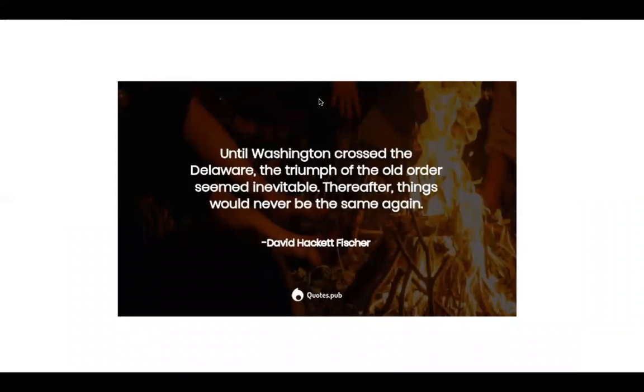And this historian was known to say, until Washington crossed the Delaware, the triumph of the old order seemed inevitable. Thereafter, things would never be the same again. So it seemed that the British were just going to take over and all the patriots were going to be hung for their crimes and that everything would remain the same. However, after Washington crossed the Delaware, it seemed things were different.